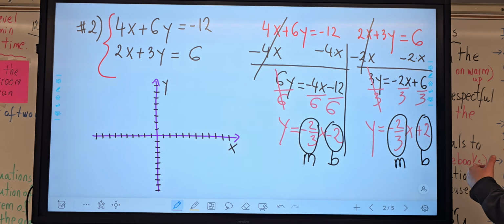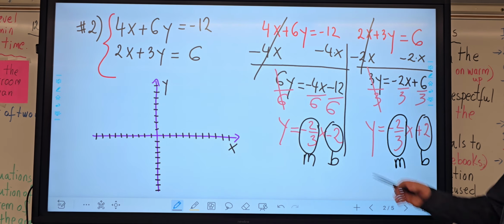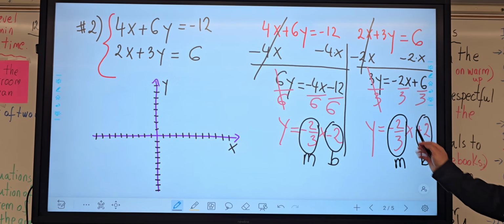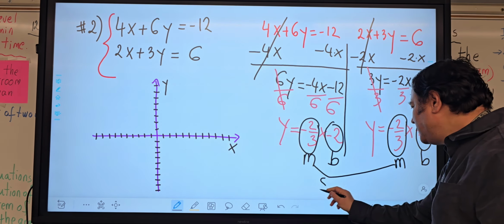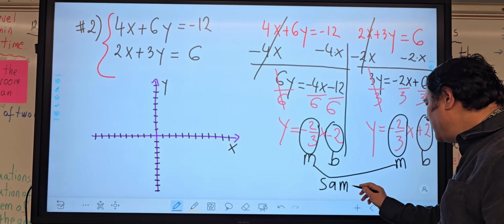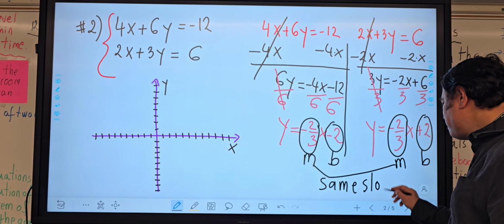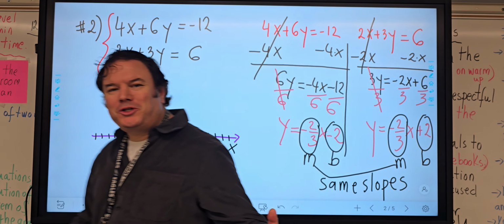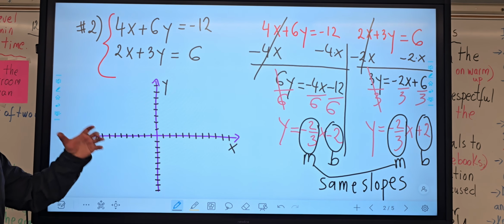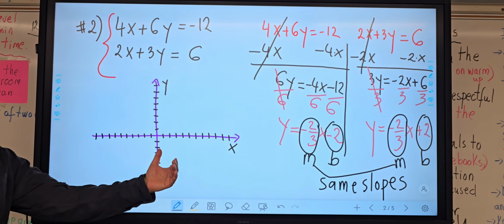And what do we see in these equations? We see that both equations have the same slopes, right? Same slopes. So when two equations have the same slopes, we will see what is going to happen.